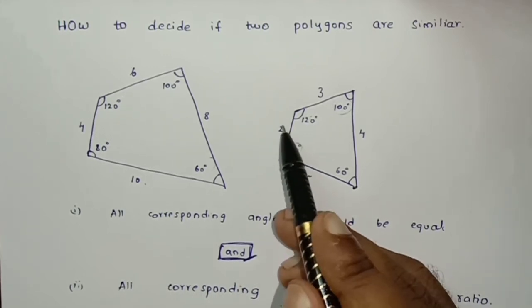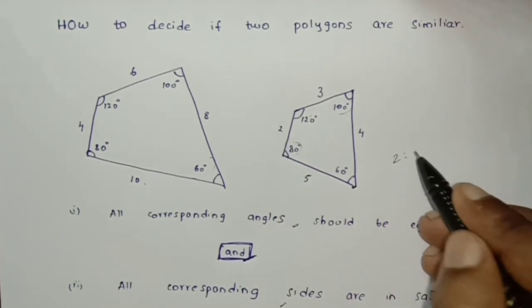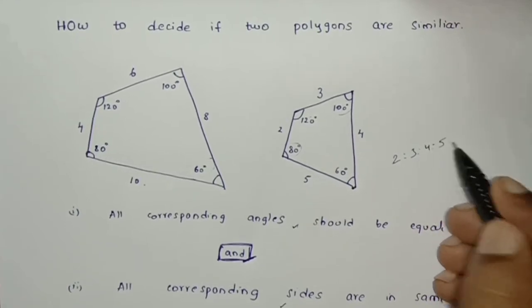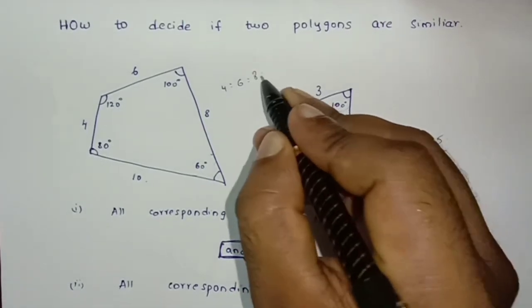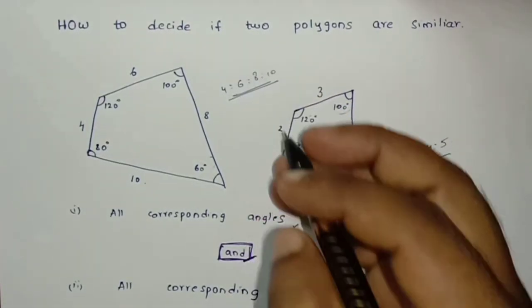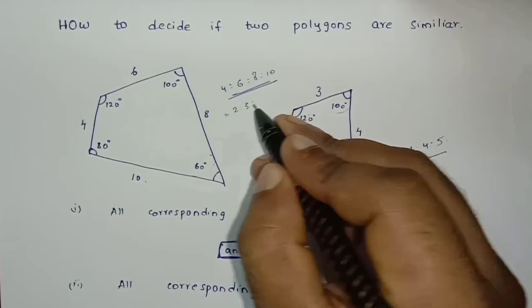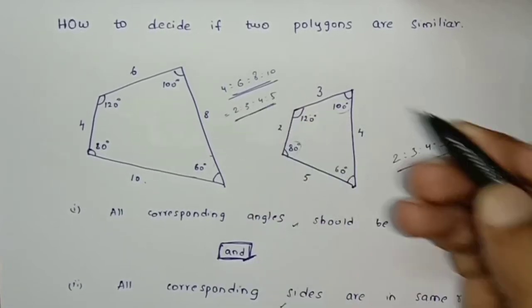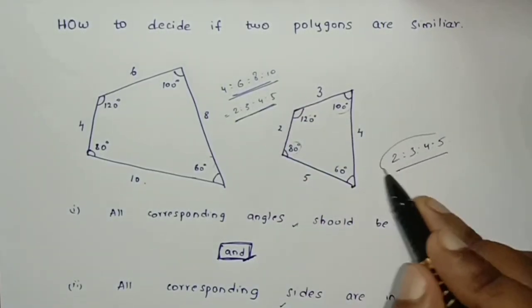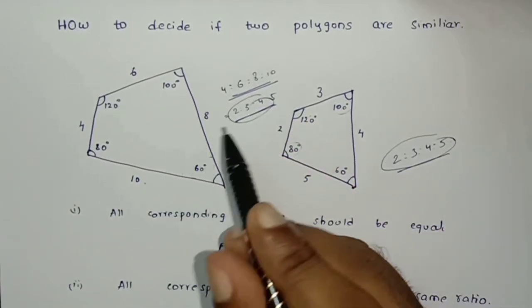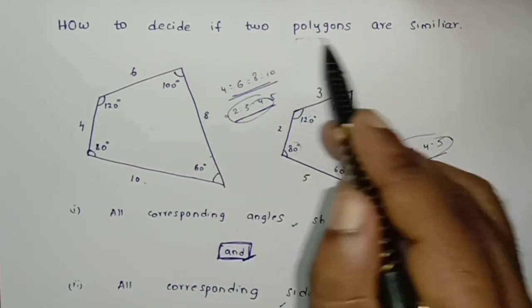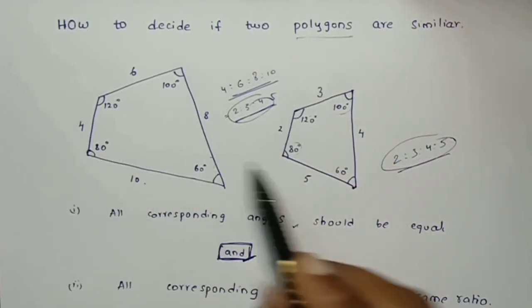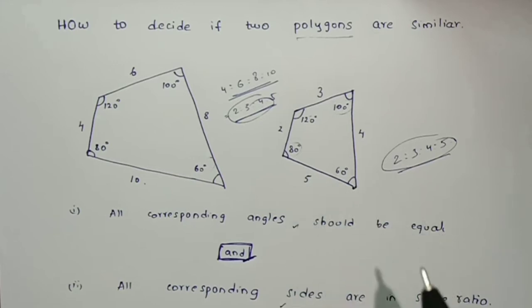That means, see here, 2:3:4:5. Here what is the ratio of sides? 4:6:8:10. What is 4:6:8:10? If we simplify, we'll get 2:3:4:5. That means the corresponding sides ratio should be the same, and the angles inside the quadrilateral should be the same. Not only a quadrilateral, any polygon having the same angles and corresponding ratio of the sides should be equal.